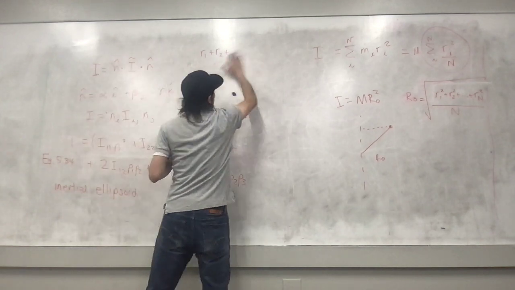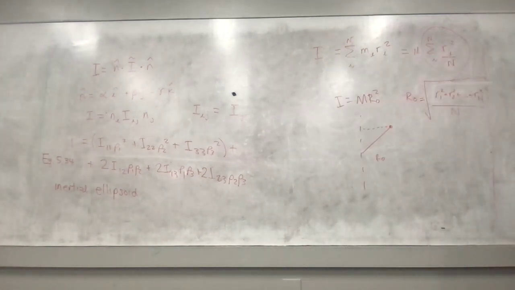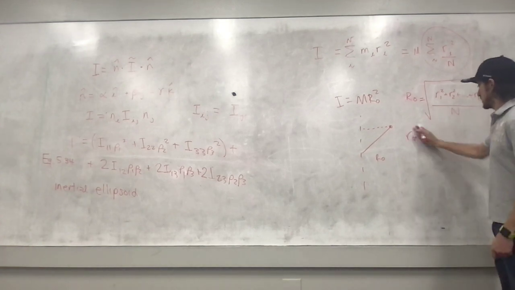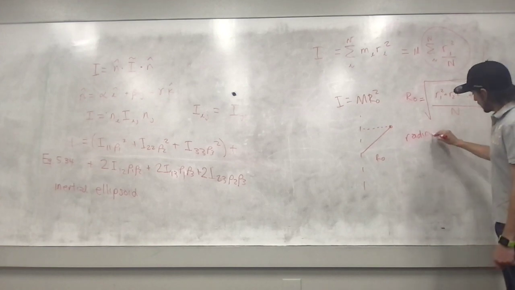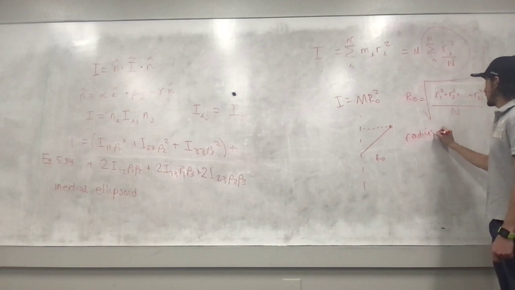And so the cool thing about this equation is that R naught tells you where you have to put a single particle that has all the mass of the body that you're studying, with whatever distribution of masses it has, to have the same moment of inertia as the body. So you can simplify your problems. R0 is called the radius of gyration.